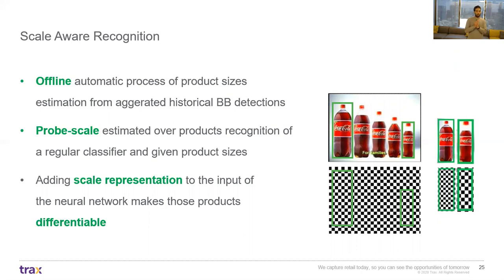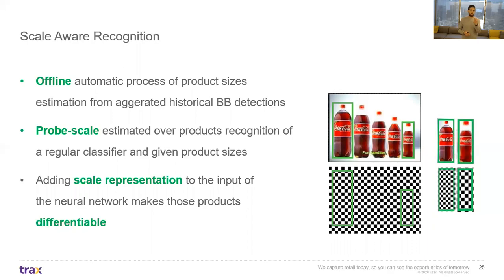Here we will use a geometrical engine that works offline and not during inference. By collecting historical appearances and mask sizes, it can estimate the sizes of every product in our repository. Now, during inference, it will use all the bounding boxes in the image. And we will also use the information about the product dimensions that we collected offline to estimate the product scale. And now the last part is to give this information to the network.